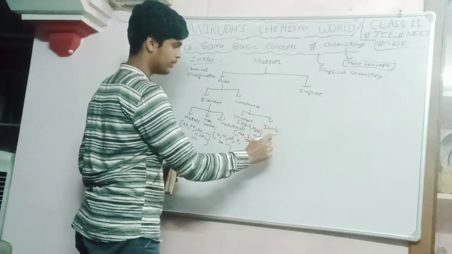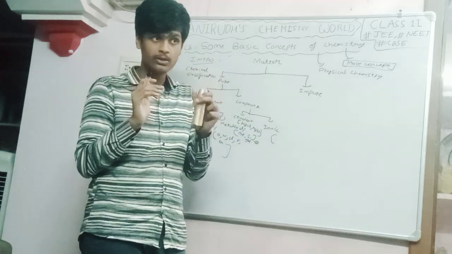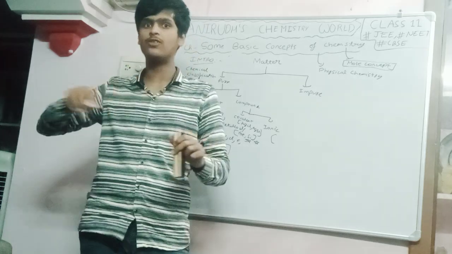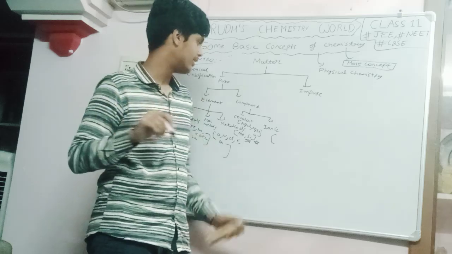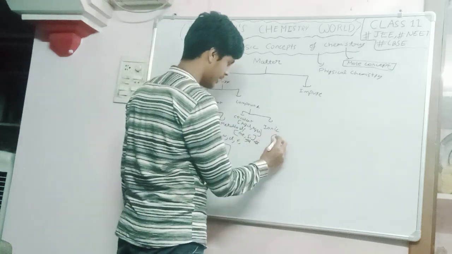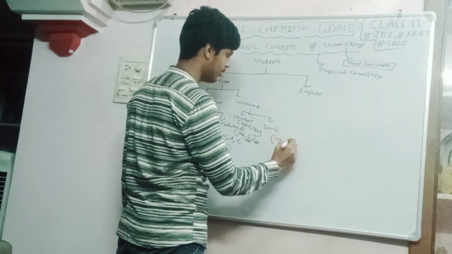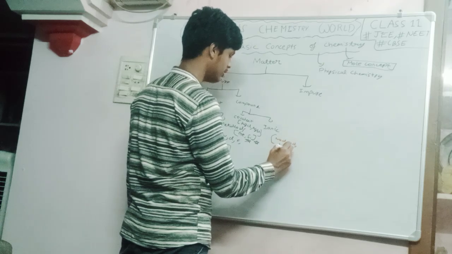Whereas ionic compounds, what is an ionic compound? The compound which is formed when the electron is transferred from a metal to a non-metal. The electron is transferred from a metal to a non-metal, then it is called an ionic compound. You might have heard in your 10th grade. In ionic compounds you will be having NaCl, KCl, and AgBr also.